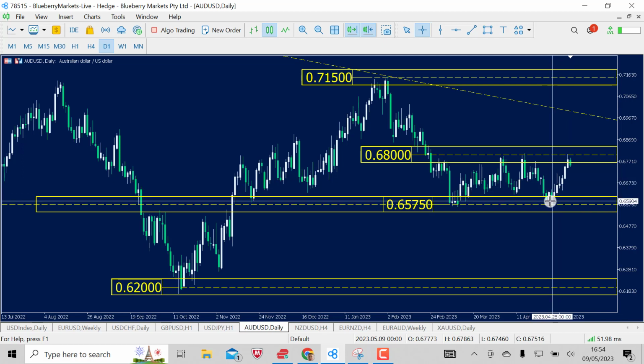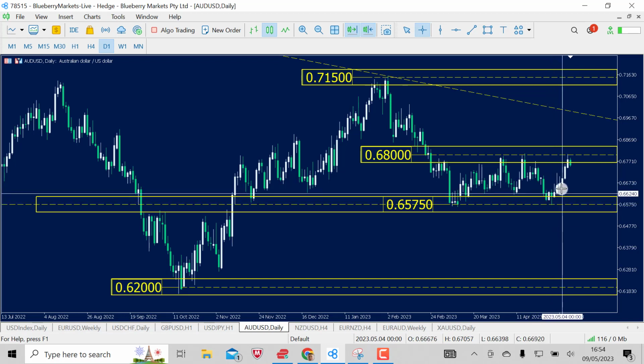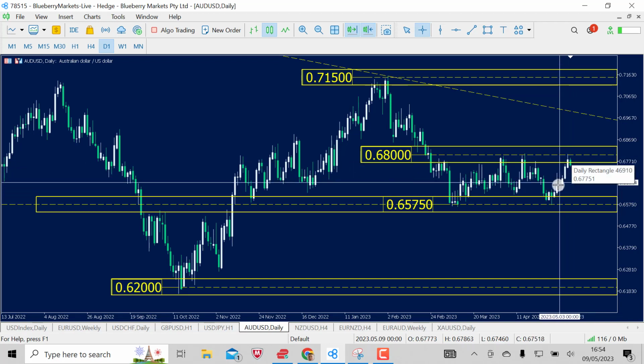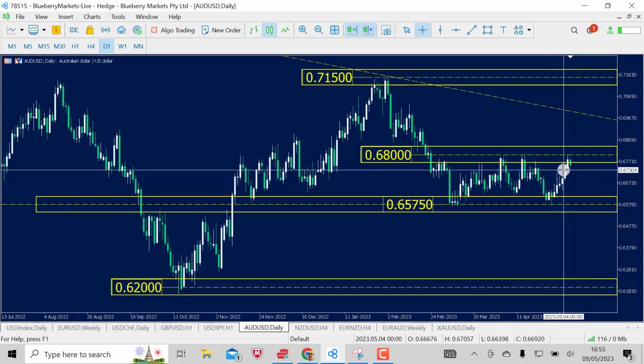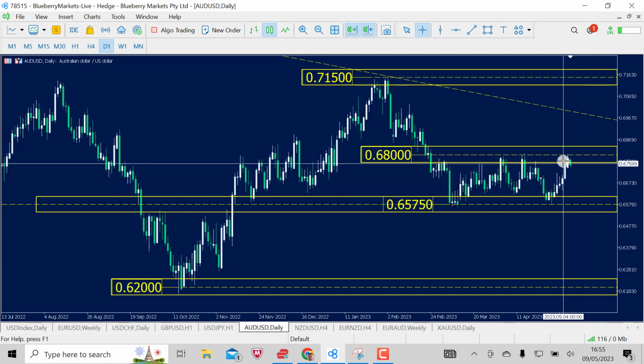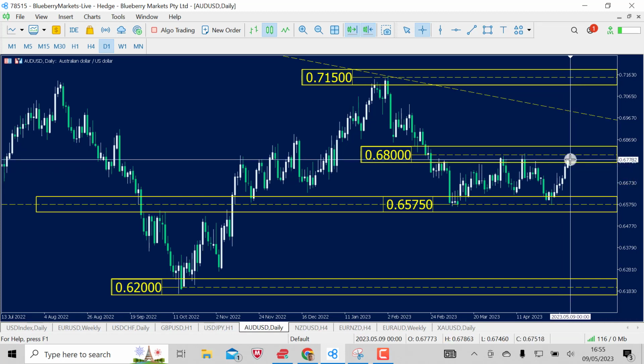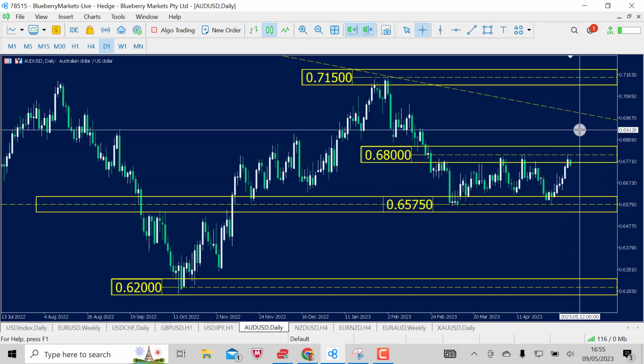However, when price approached this 0.6575 handle and consolidated, investors were surprised by a shock decision by the RBA to hike interest rates once again, and that saw the Australian dollar strengthen into this level of key resistance. And now we need to start looking at whether price is going to stay within the range or if price is going to trade outside of the range.